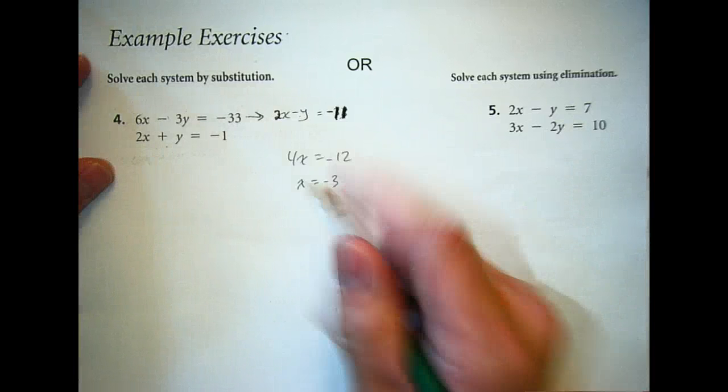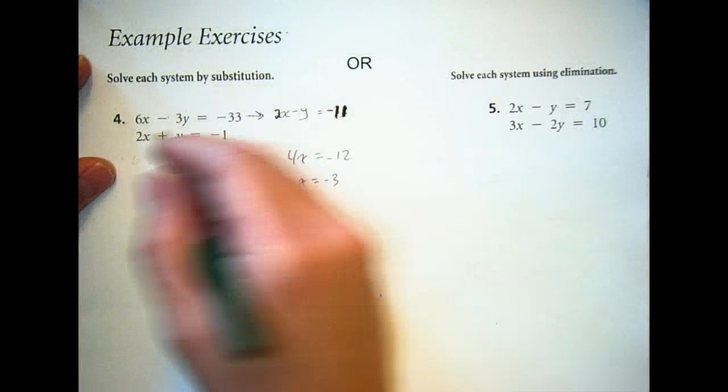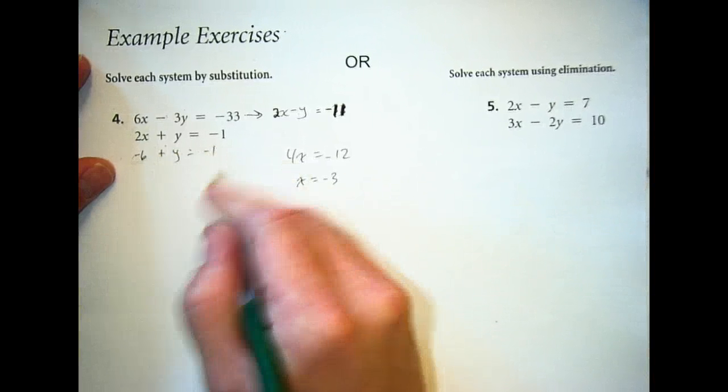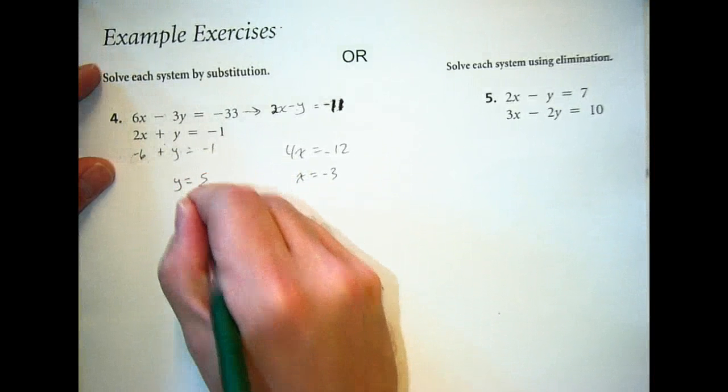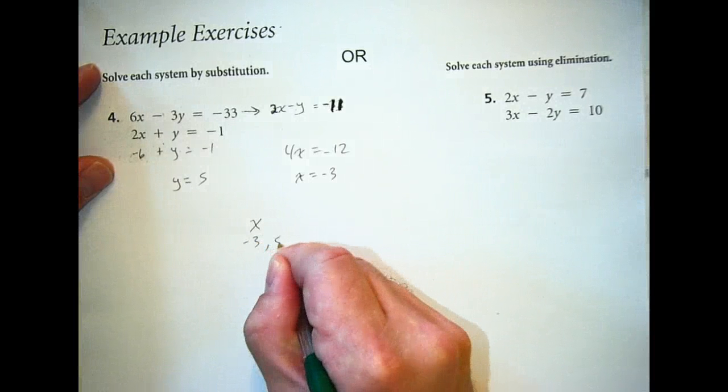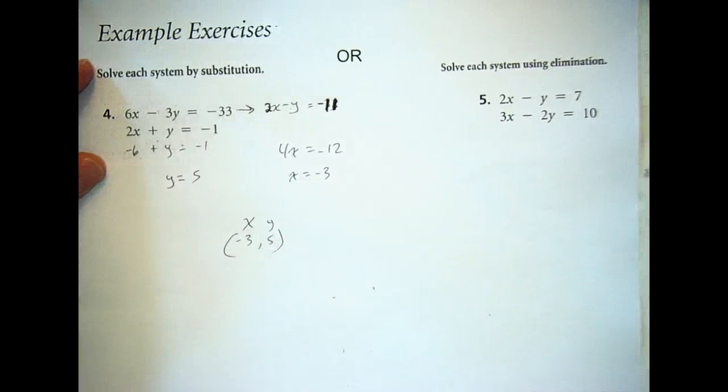Okay, and then we'd have to solve for y, right? If we put negative 3 in, we get negative 6 plus y equals negative 1, or y equals 5. Okay, so negative 3 and 5. All right. Hey man, that works.